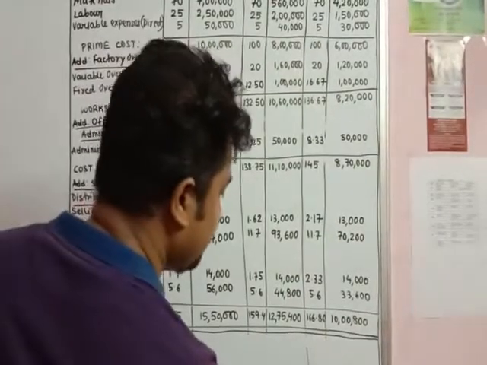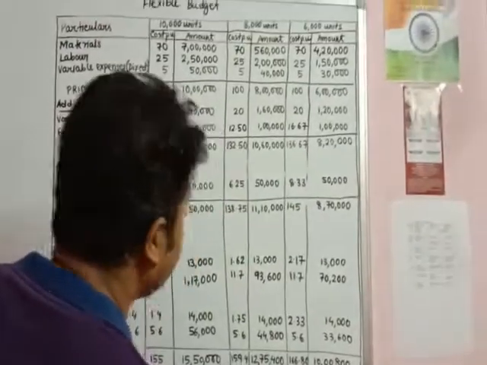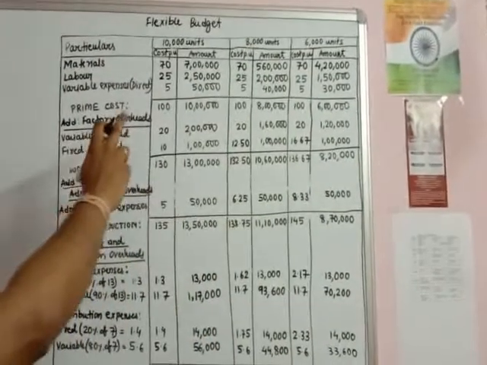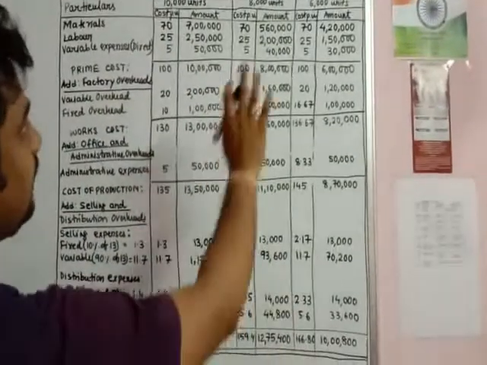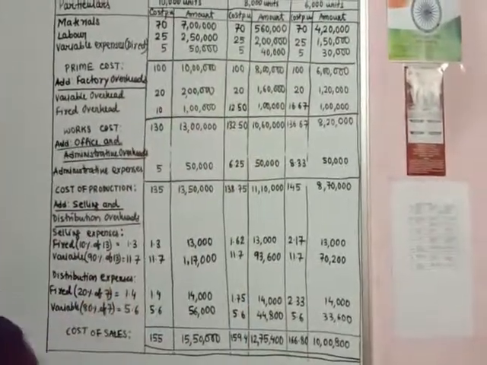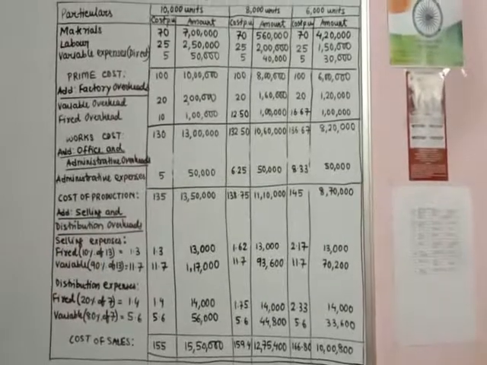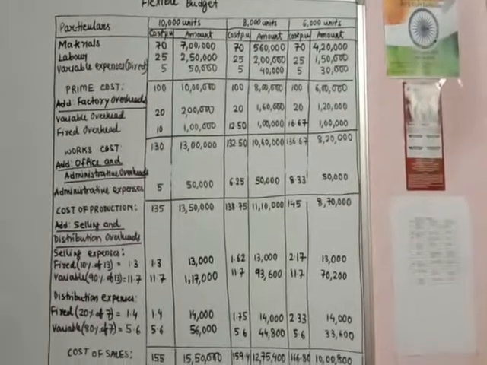So this is a flexible budget. Here you get to know the total cost at different levels and the cost per unit at different levels of production. So this is the numerical. Look at it very carefully. I hope the sum is clear to all of you.